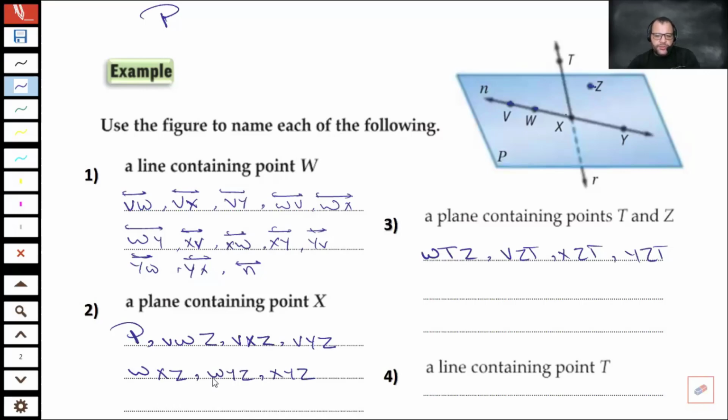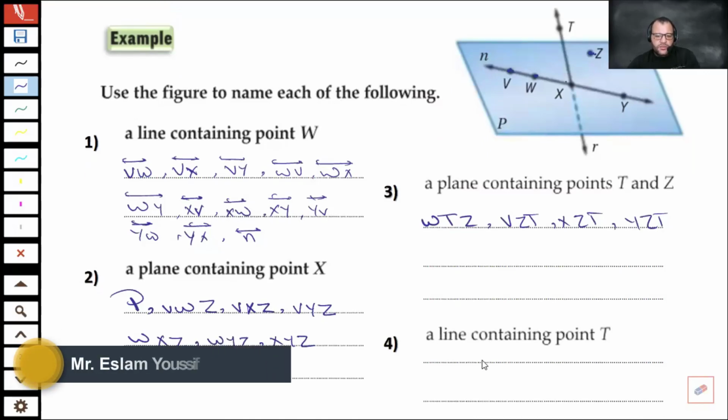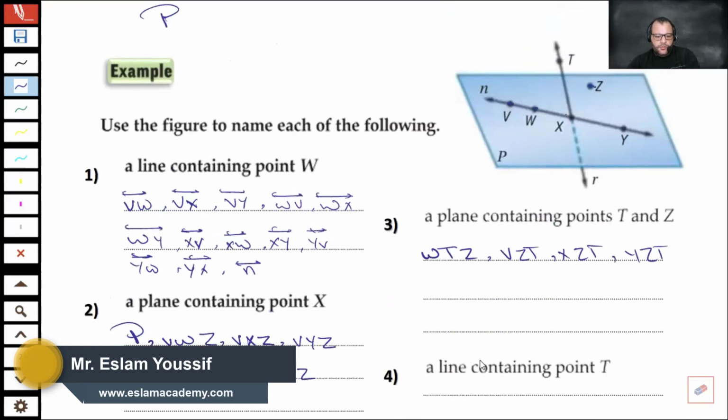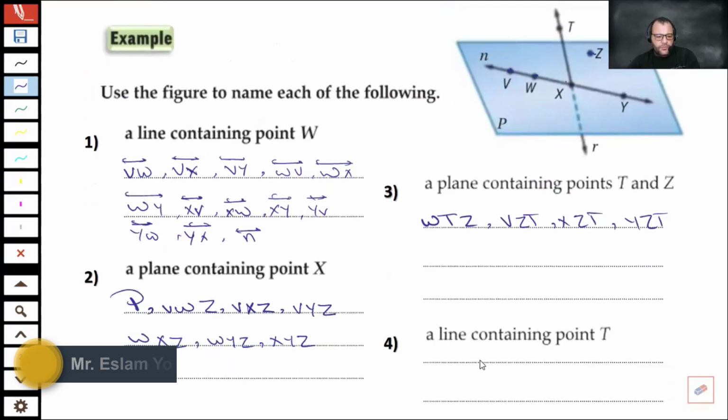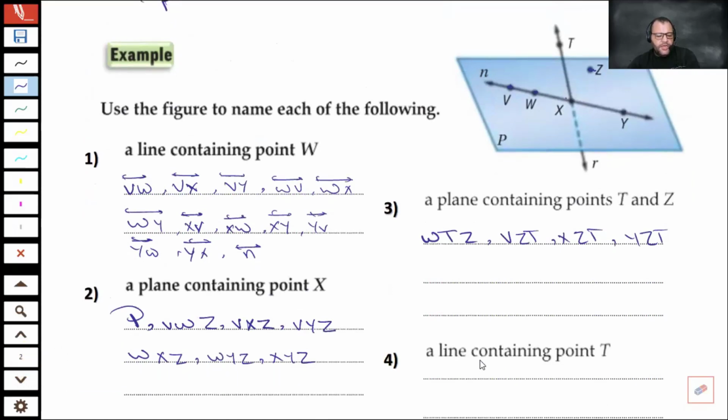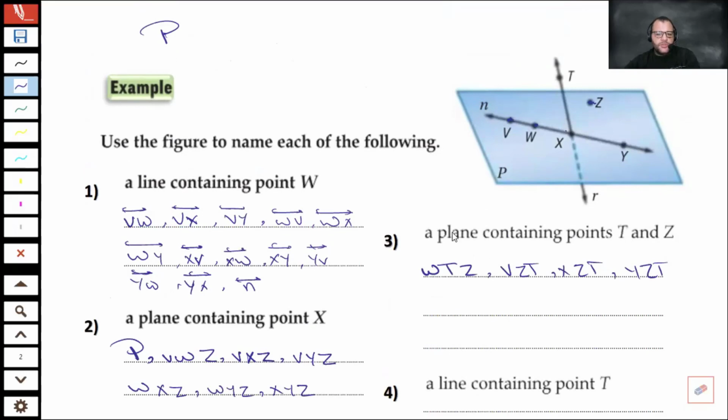Any problem for this one? Mister, you said don't put X. Sorry? You said don't put X, and I didn't say don't put X. I said don't put X with V, W, because V, W, X lie on the same line. Don't take any 3 points that lie on the same line. Don't choose any 3 points that lie on the same line.